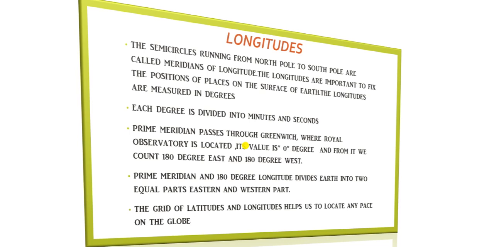That means if we travel 15 longitudes either in the eastern direction or in the western direction, we have covered 1 hour. I'll repeat, if each longitude is equal to 4 minutes, then for 15 longitudes, 4 multiplied by 15 is 60, and 60 minutes means 1 hour.